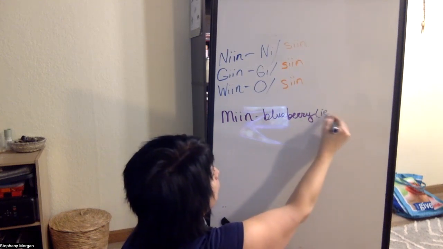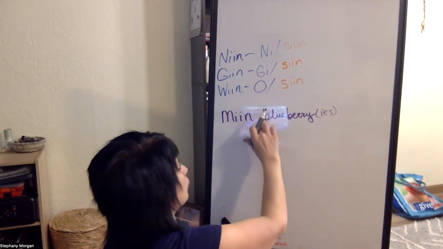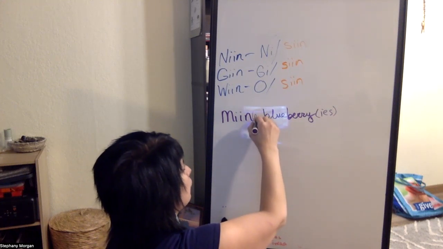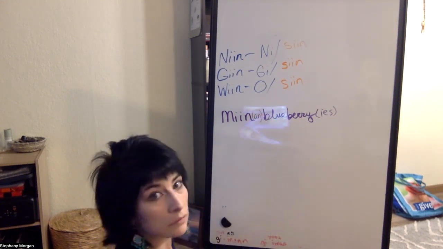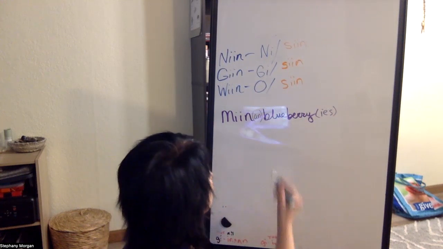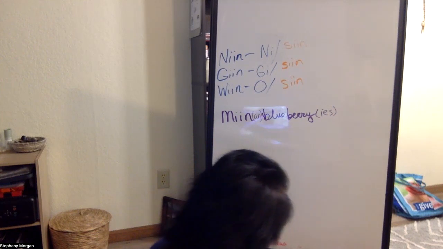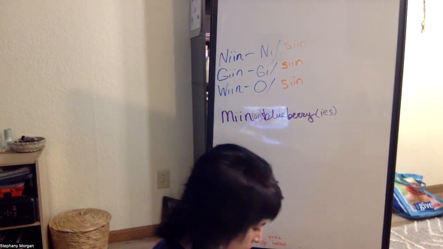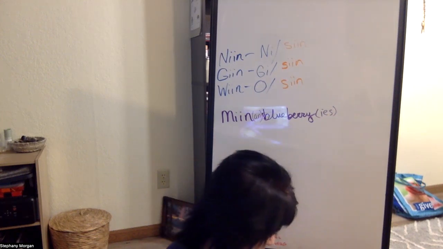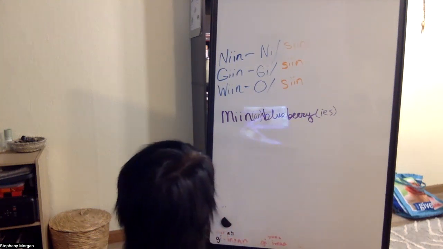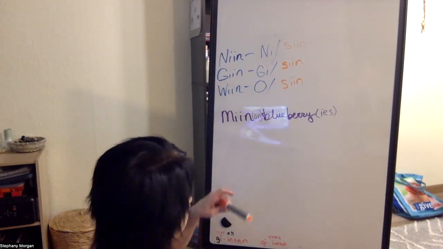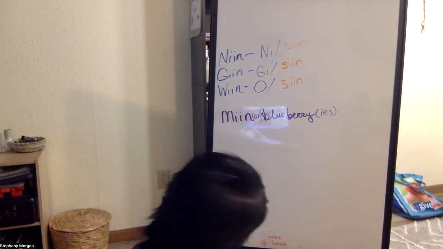More than one blueberries is meenun. You see that? Okay, meenun. Blueberries. So let's ask someone a yes or no question: Do you, Ian, have enough blueberries?